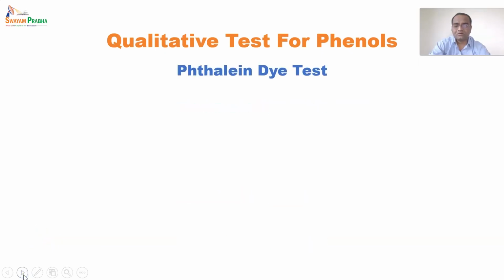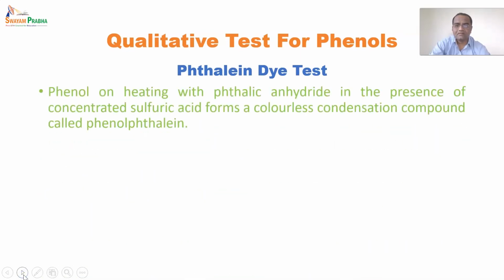Next test for detection of phenol, that is the phthalein dye test. So phenol on heating with phthalic anhydride in presence of concentrated sulfuric acid forms a colorless condensation compound called phenolphthalein. So you might be aware of this phenolphthalein. It is used as an indicator in case of analysis. So whenever an acid-base titration is performed, phenolphthalein is utilized as an indicator.